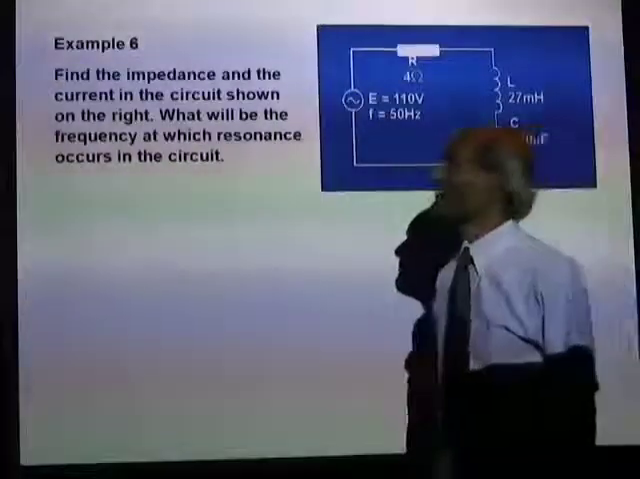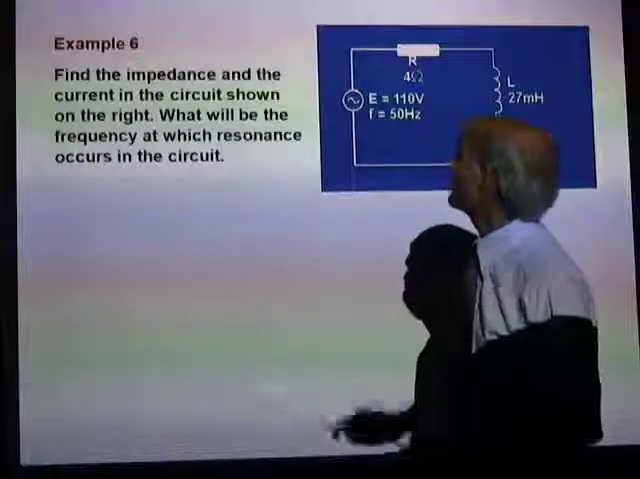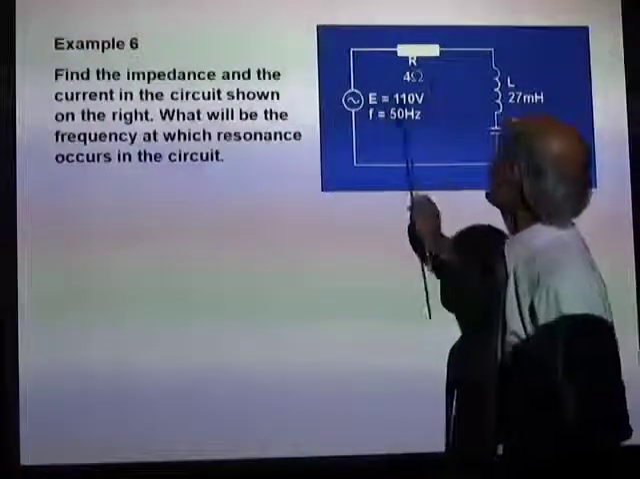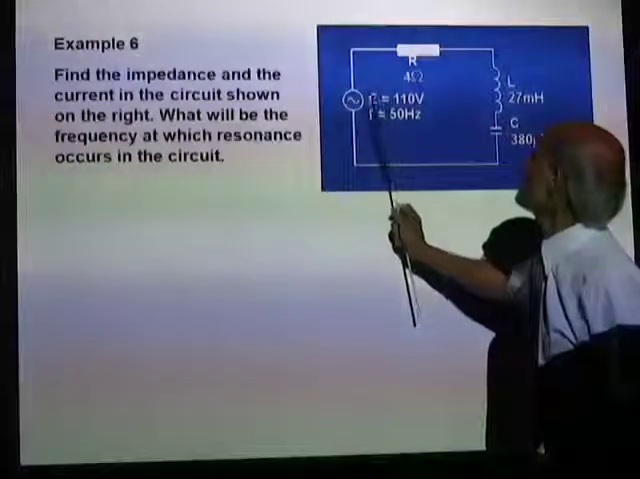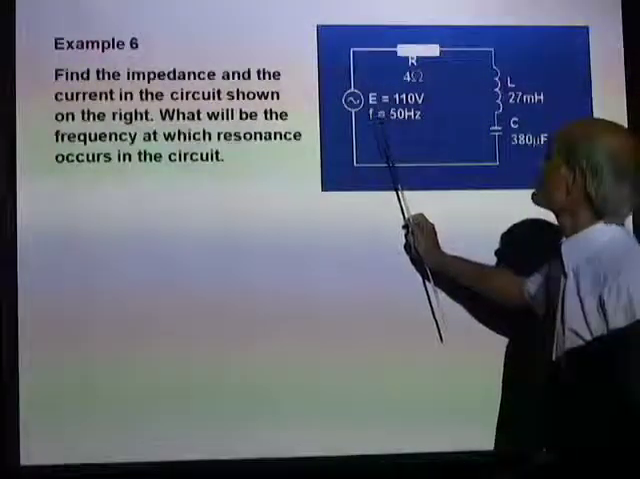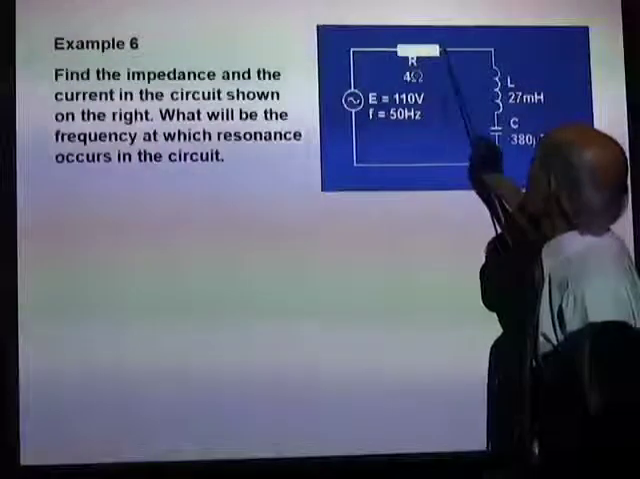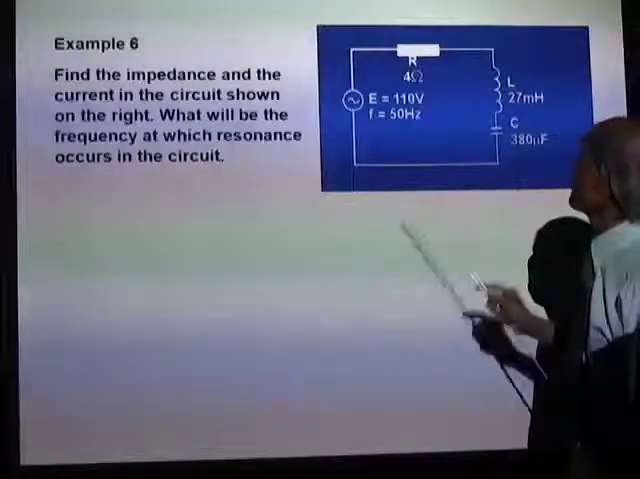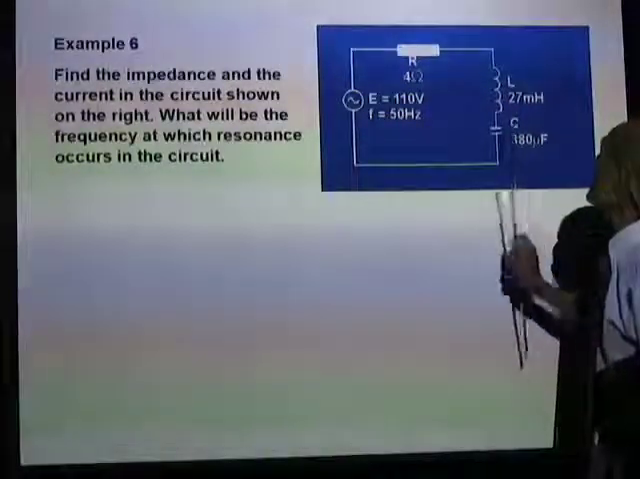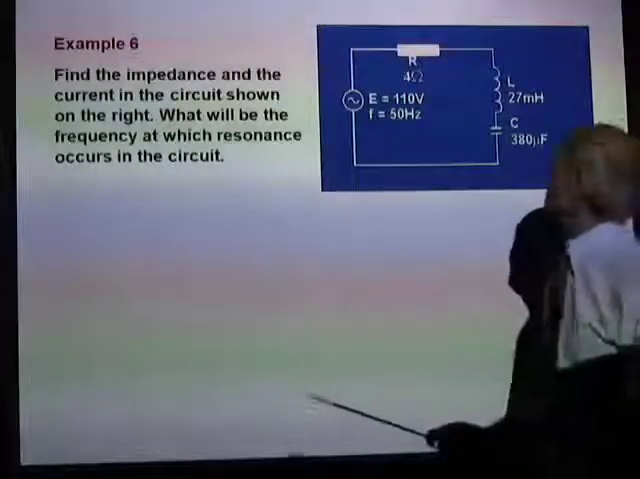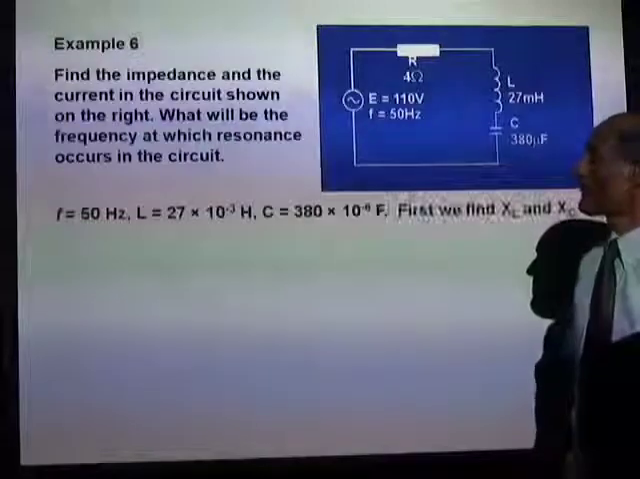Let's do an example. Find the impedance and the current in the circuit shown on the right. All the values we have: E equal to 110 volts, that's the RMS value. The frequency of the AC is 50 Hertz. The resistor has a value 4 ohms. The inductance is 27 millihenry. And the capacitance of the capacitor is 380 microfarad.